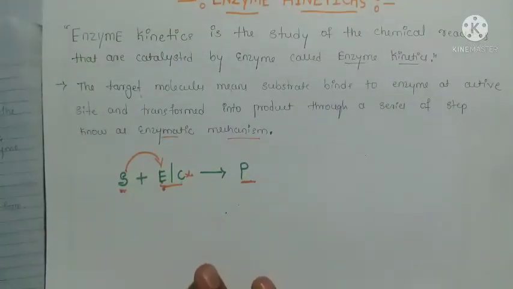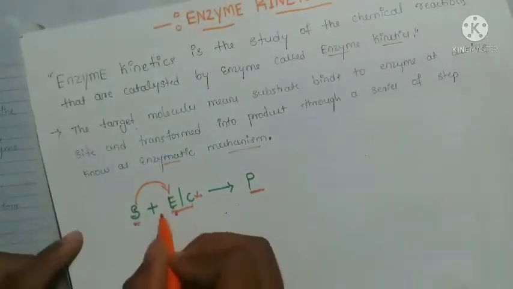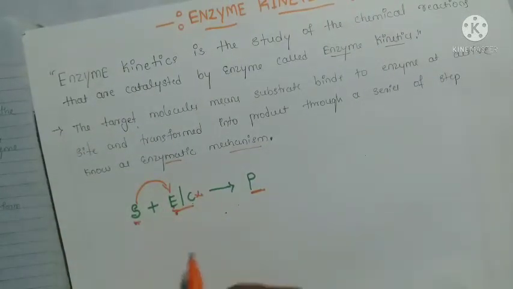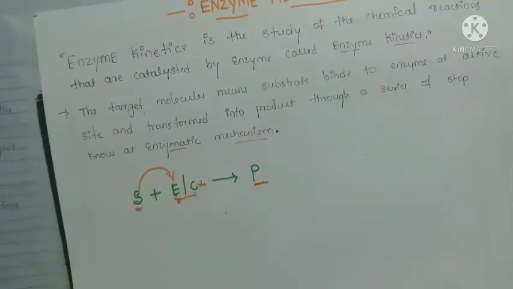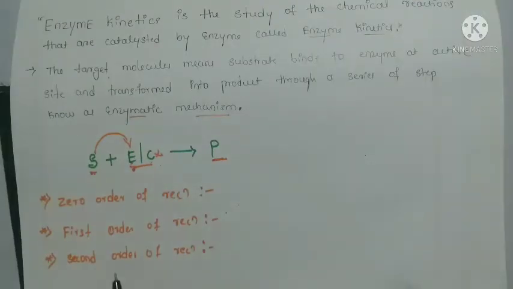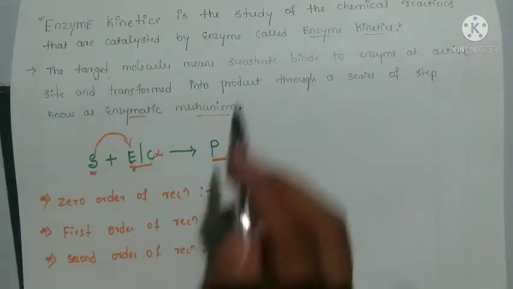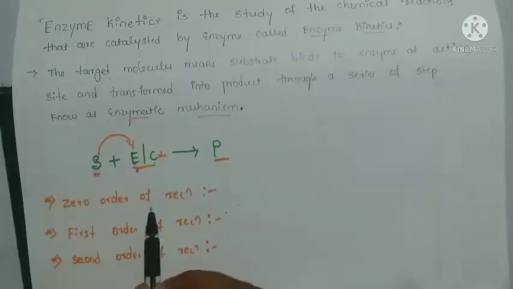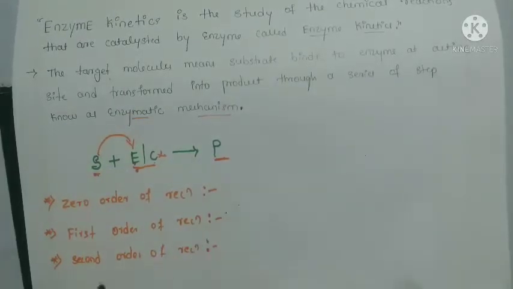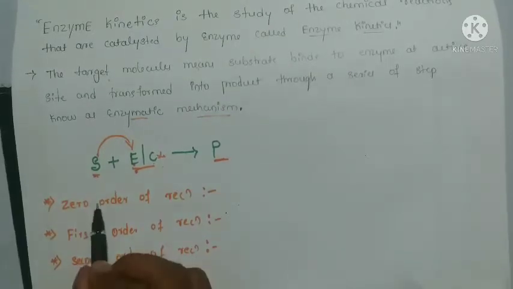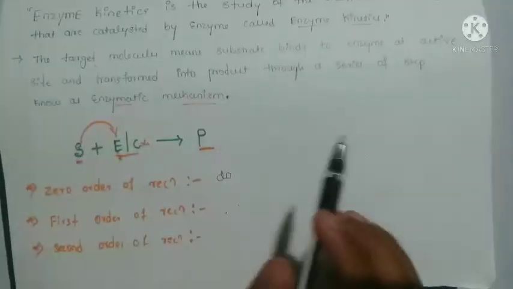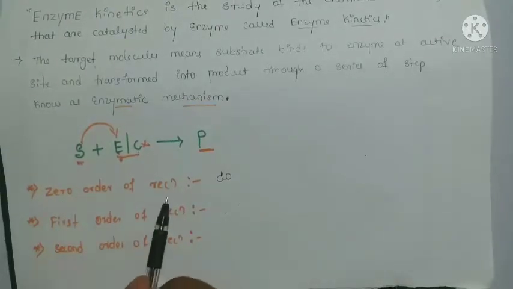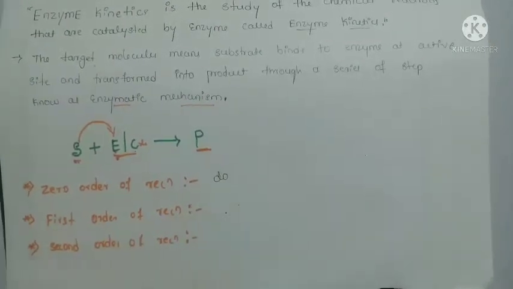Next, we must first know the basic parameters of enzyme kinetics, that is, zero order of reaction, first order of reaction and second order of reaction.